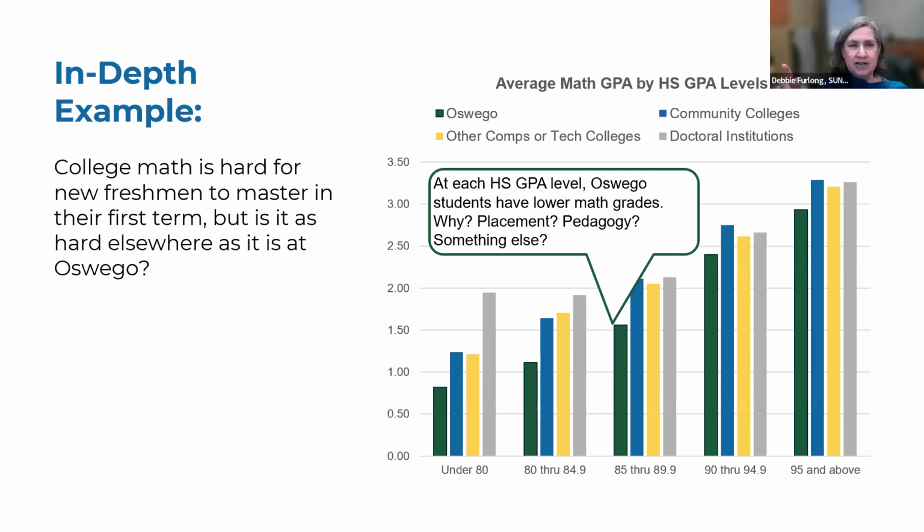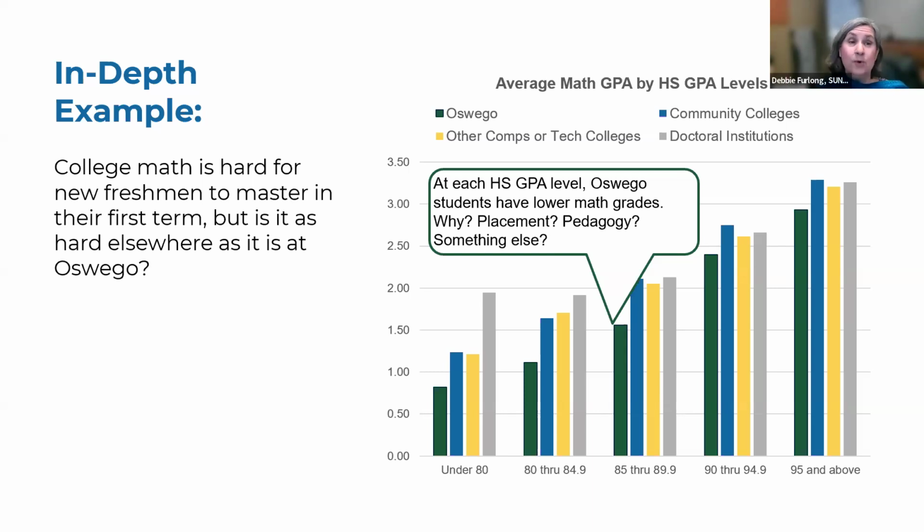Predicting what a student's going to do in college, the best predictor you have is how well they did in high school. So that's the first thing. All of these things go up as we disaggregate by students who had better experiences in high school; grades go up. The second thing is more troubling, which is that at every level of high school GPA, SUNY Oswego students have lower average math grades.